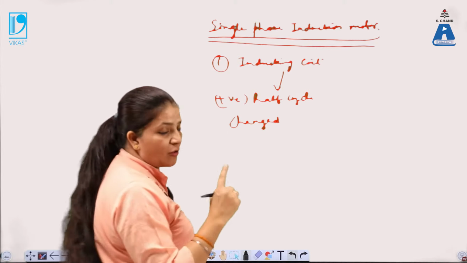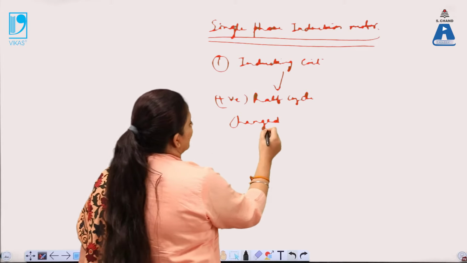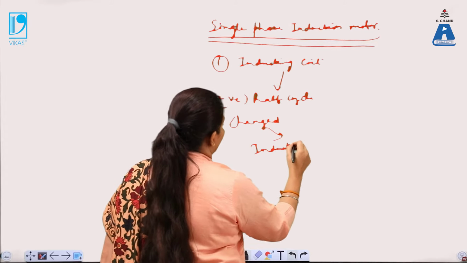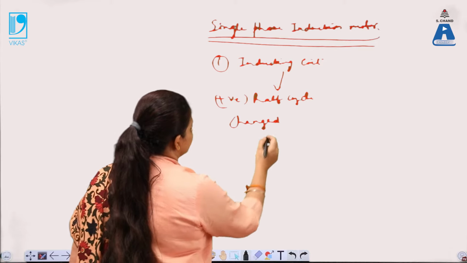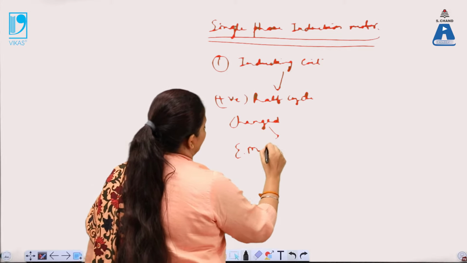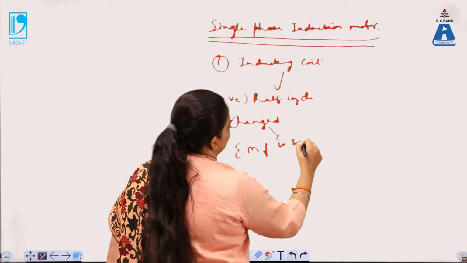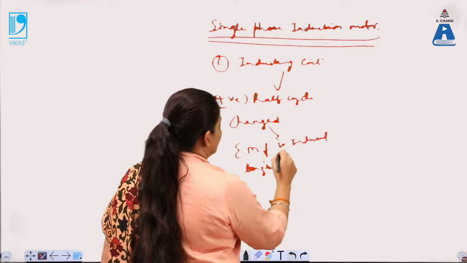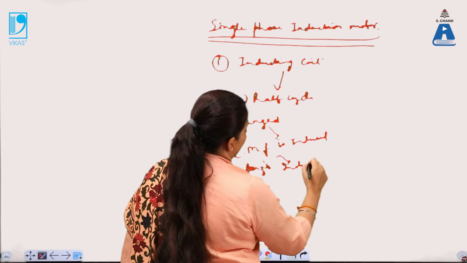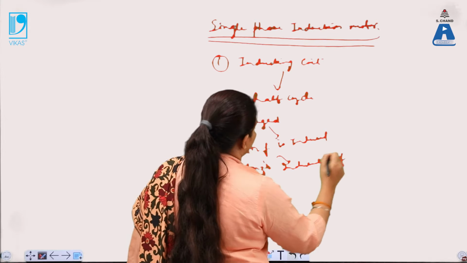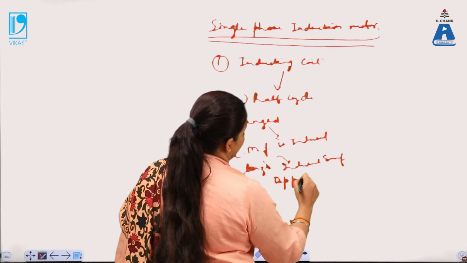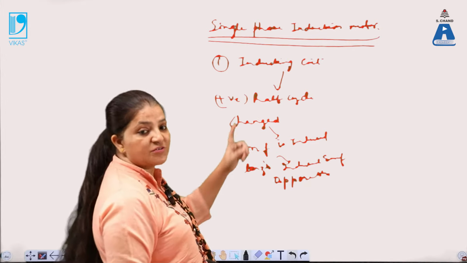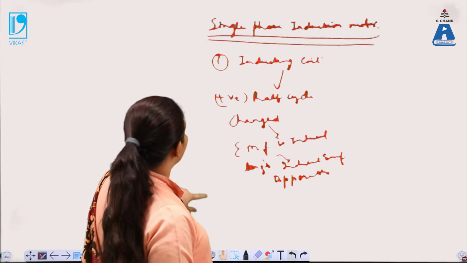You can say that the inducting coil is charged, and due to this charging, according to Faraday's law, induced EMF is induced in this case. So in this charged coil, EMF is induced, and according to Lenz's law, this induced EMF will oppose the cause which produces it. So that is for the positive half cycle. Now what is for the negative half cycle?